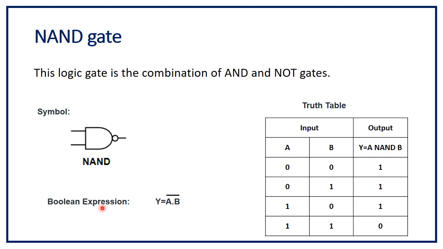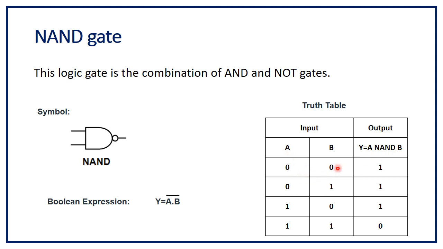Boolean expression: Y is equal to A dot B, and its whole complement. So it will be opposite to the output of the AND gate. This is the truth table. The NAND gate has two inputs A, B and one output Y. Y is equal to A NAND B.